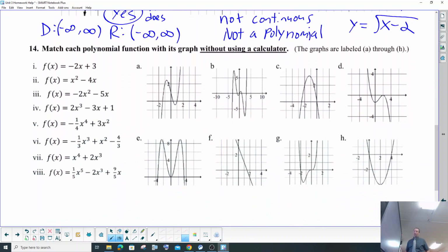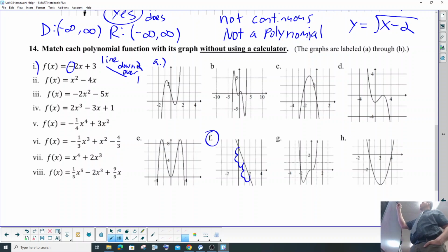Okay, so this one's really good for matching purposes, right? So we'll let you try this one on your own. Don't forget, don't get tricked up here. So this one is just a line. In fact, it's a negative sloping line, right? It's going down 2. This is A. So down 2 over 1. Can you find a sloping line that's down 2 over 1? Maybe this one is down 2 over 1. Well, so this first one will be F.